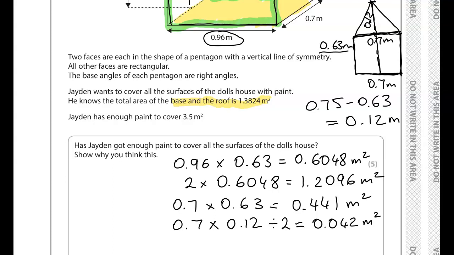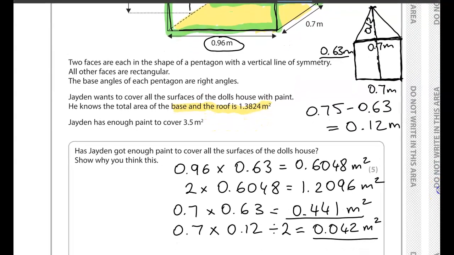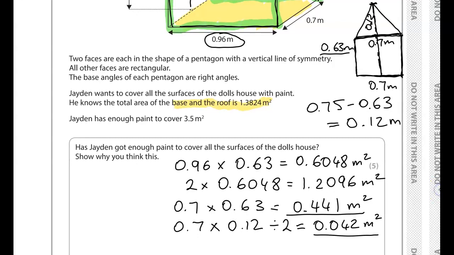So this and this will make the area of the pentagon. So if we add them together, and that gives us 0.483 square meters for the area of the pentagon.